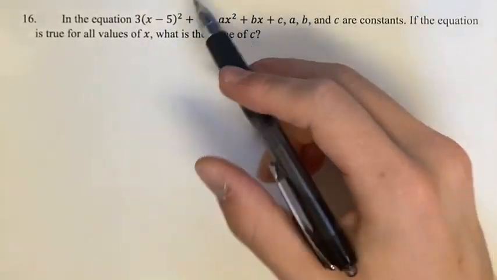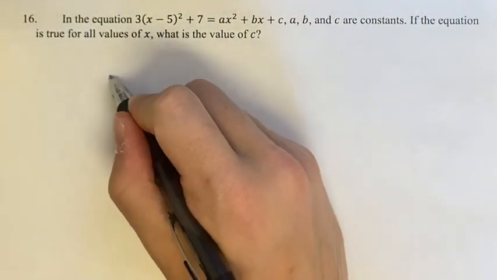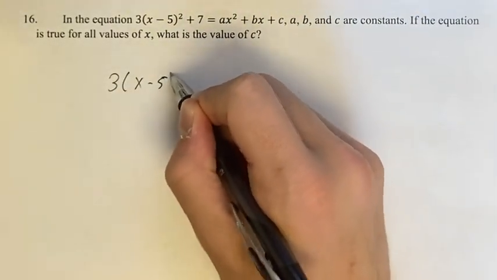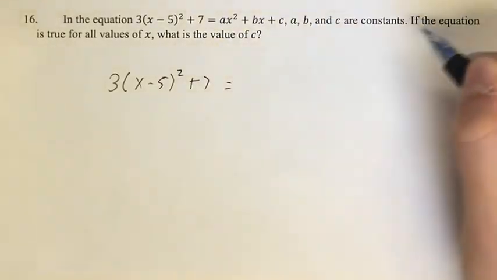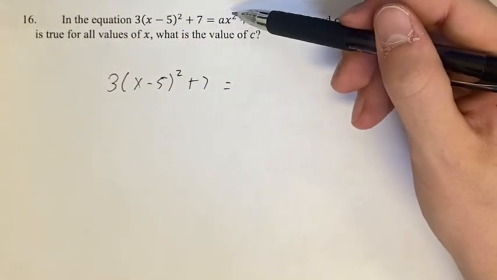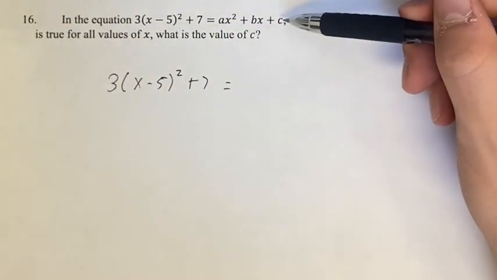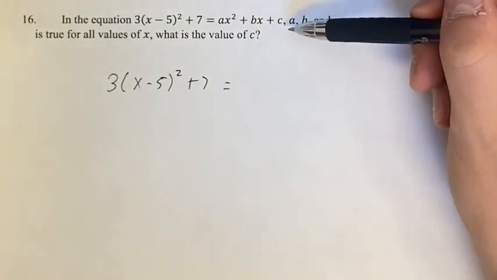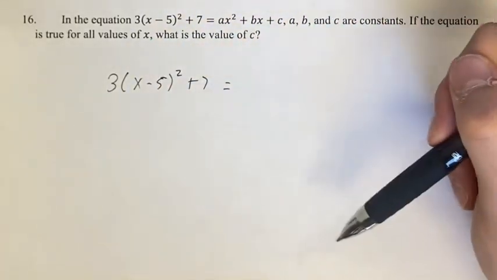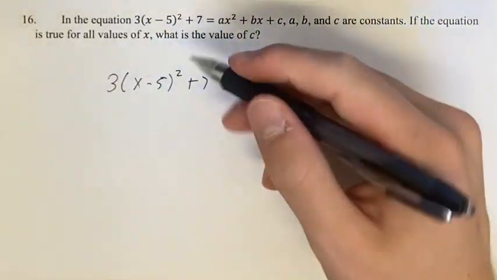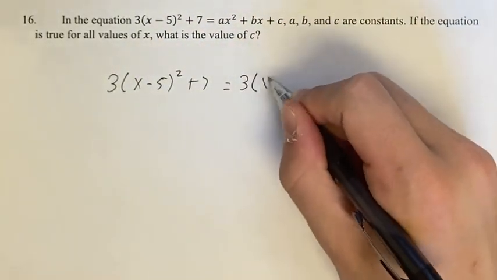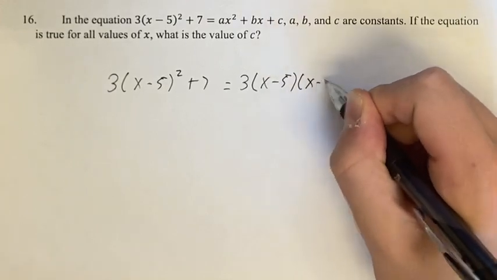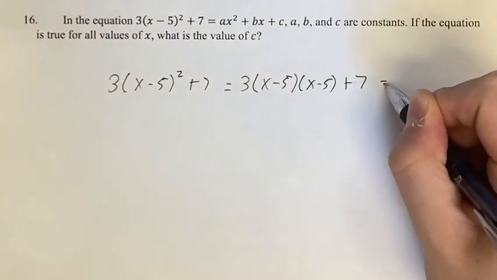So basically what we're going to have to do is take this side of the equation, 3 times (x minus 5) squared plus 7, and simplify it into something with an x squared term, an x term, and a c term, where this is just a constant. If we're looking for the value of c, then we just have to find the value of the constant in this expression. So this is 3 times (x minus 5) times (x minus 5) plus 7.